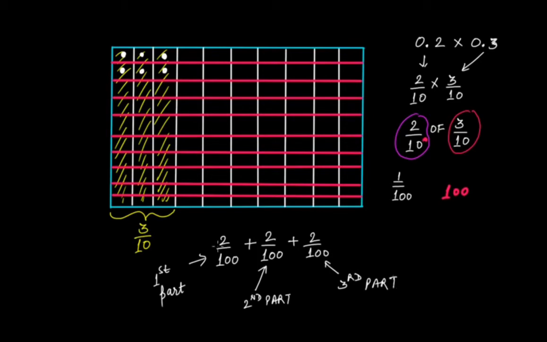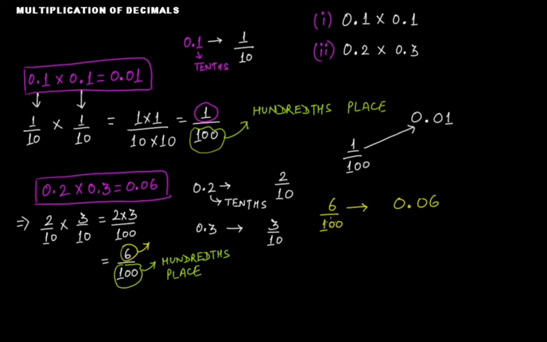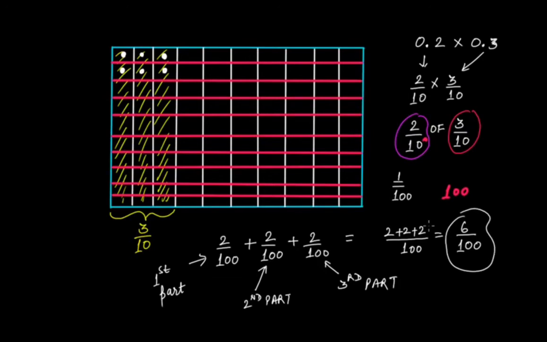Okay, it means that if I have solved this, this will be equal to what? 2 plus 2 plus 2, that is 6 over 100. You can see that what we got here, 6 over 100, and same thing is 6 over 100 here, right? Now we can write the 6 over 100 as, since we don't have any digit at the tens place, 0.06. 6 is at the hundredths place.